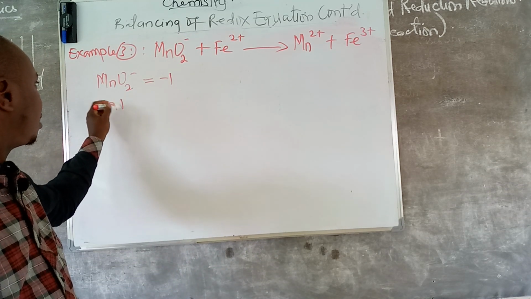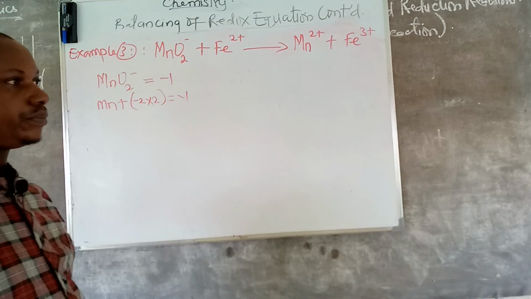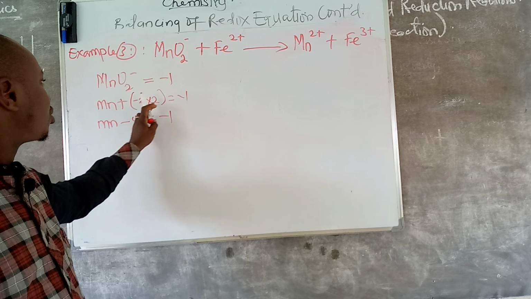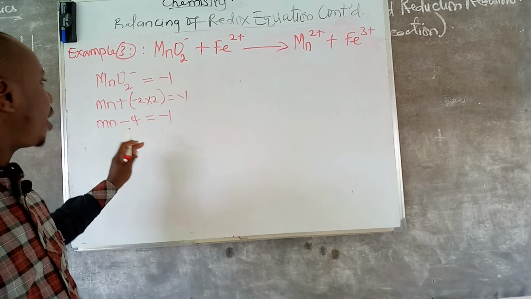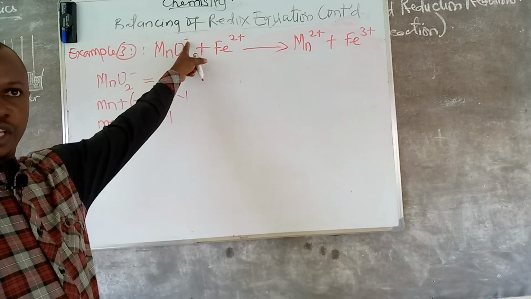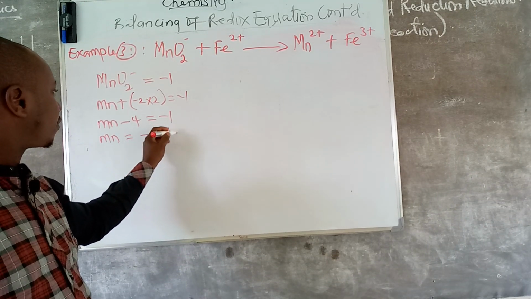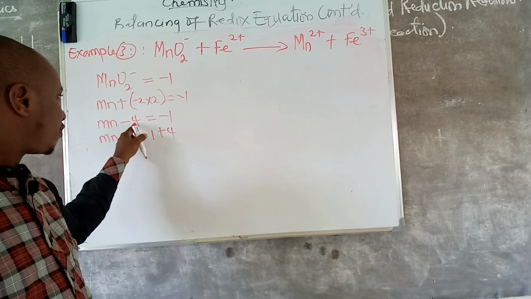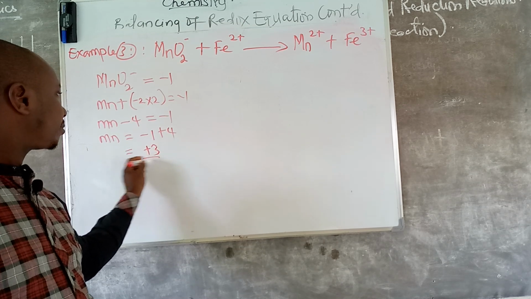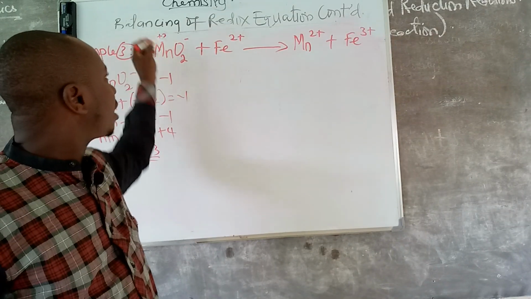So manganese plus that of oxygen, which is -2, but we have 2 oxygen there, equals -1. Manganese -4 equals -1. -2 times 2 is -4. And you know why we are equating it to -1? Because of the charge on top of the compound. So manganese equals -1 plus 4. If -4 is crossing this side, it becomes +4. So this equals +3. -1 plus 4 is +3. That is to say that manganese here is +3.